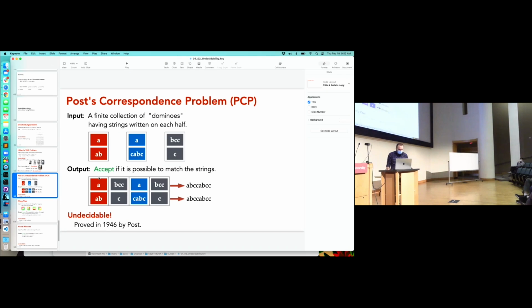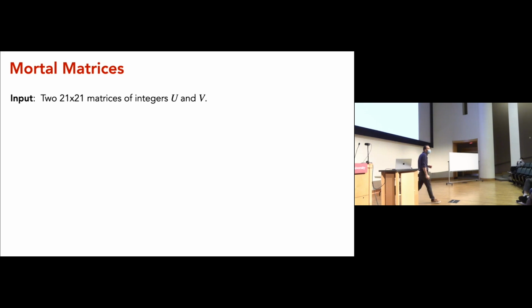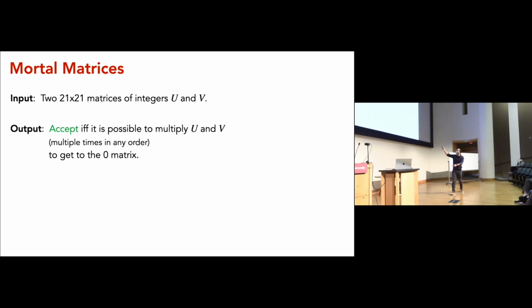Here's another one that I like. This one has two 21 by 21 matrices you're given as input. And you want to know, can I multiply these matrices U, V? You can use as many copies of U and V as you want, in a way such that you get to the zero matrix. It's undecidable, from 2007.